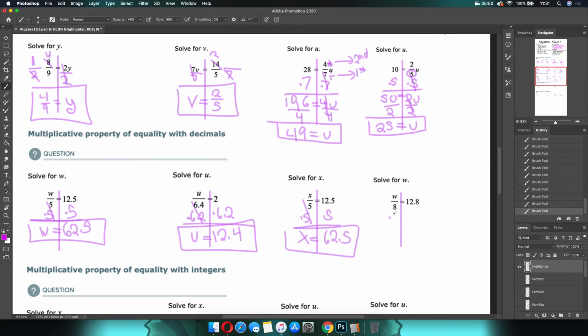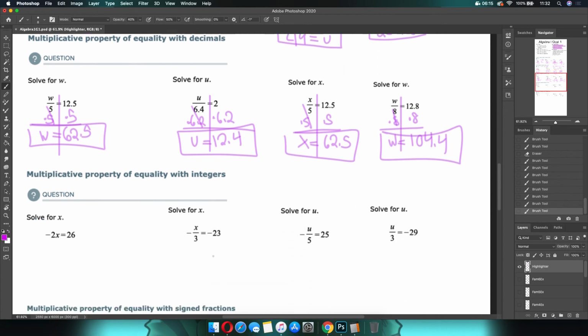All right, times 8, times 8. Let's see if we know what we're doing. That's going to be 12 times 8 is 96, and then 0.8 times 8 is 6.4. So 96 and 6.4 is going to be 104.4, I believe. You can double check that on the calculator for you guys and see if I'm wrong. And I'm sure you'll let me know in the comments if I am.